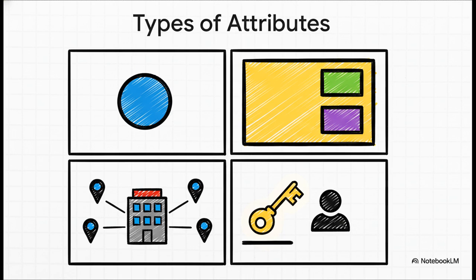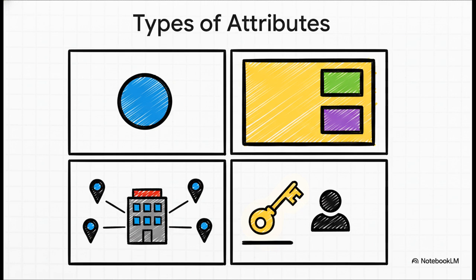You've got your simple ones, like gender. Then there are composite attributes, like a name, which you might want to break down into first and last. Super useful. Then you have multi-valued attributes, for when a department can have, say, multiple locations. But listen up. The most important one here is the key attribute.